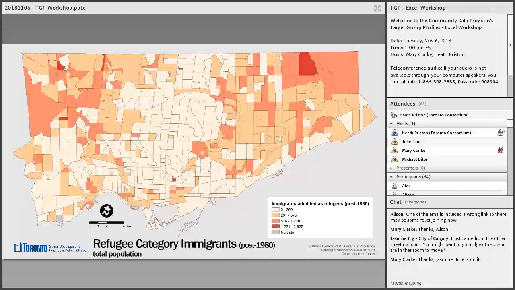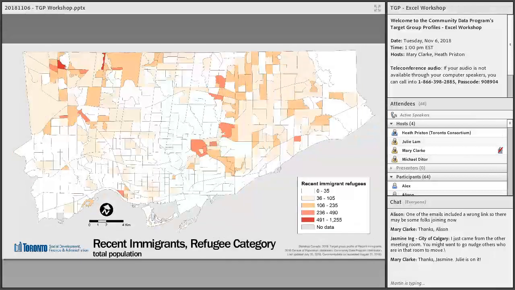But recognizing that there's quite a difference between a refugee who landed in and settled in Canada in the 1980s as opposed to a refugee who landed and settled in the last 5 years, we thought one of the interesting things to do would be to look at the refugee category data for recent immigrants.